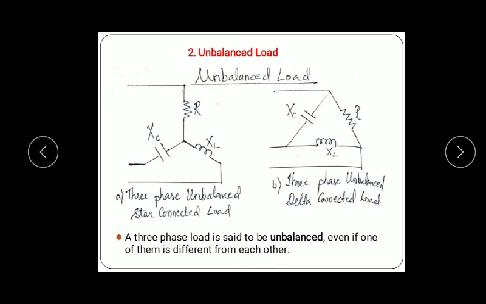Unbalanced load. Three-phase unbalanced star connected load, three-phase unbalanced delta connected load. A three-phase load is said to be unbalanced even if one of the phases is different from the others. You can observe here we have resistance in the first phase, capacitive reactance in the second phase, and inductive reactance in the third phase. So they are not the same as each other. There should be equal impedance in each of the phases, phase 1, phase 2 and phase 3.